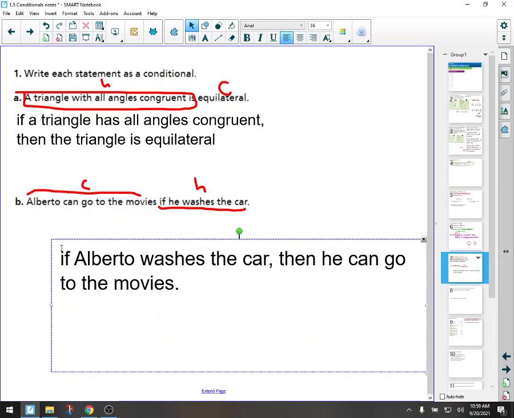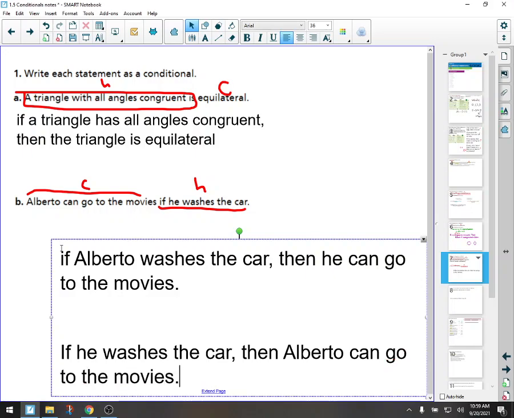And just for you grammar sticklers out there, it would totally be fine for you to say, if he washes the car, then Alberto can go to the movies. This is a correct sentence, right? Putting Alberto at the end of the sentence is just an artful way of writing the same sentence. It's like, as long as he does his homework, Tommy can watch the movie, using a different name, slightly different situation. That's a real sentence, it'd be fine.